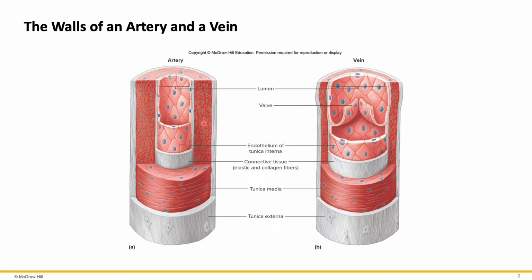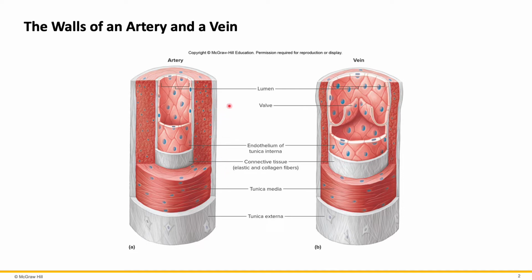Next we have tunica media, which is made of smooth muscle. The difference between artery and vein is that tunica media is slightly thicker in artery. The smooth muscle actually causes constriction, and that determines the diameter of the blood vessel, which influences blood flow and blood pressure. And then finally we have tunica externa, which is made of connective tissue.